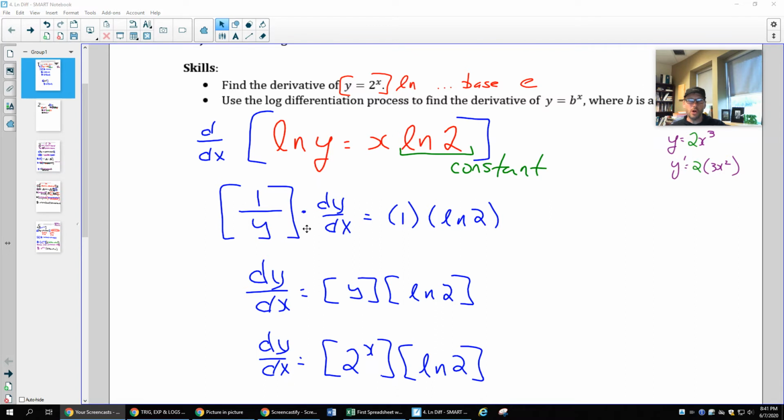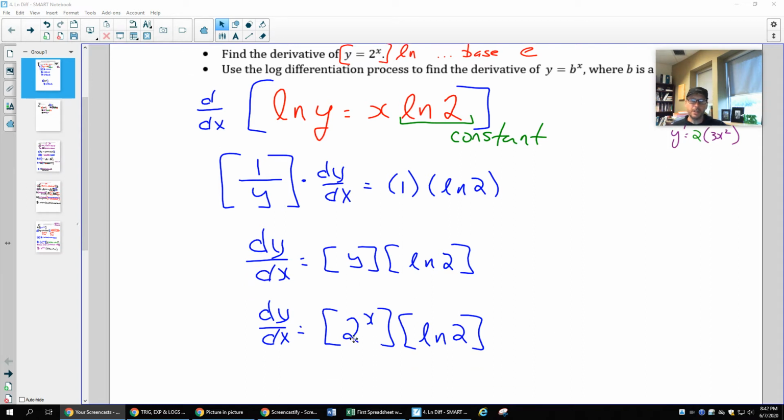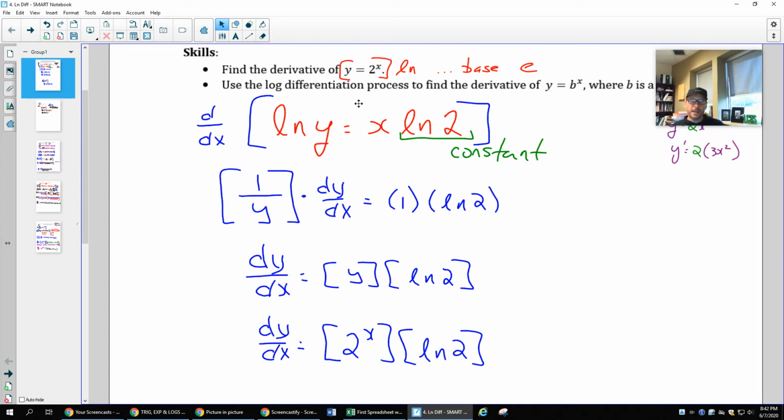So then how do you solve for dy dx? Well, this 1 over y, if you cross multiply, this becomes 1 times y, which is just y. We started off with y equaling 2 to the x, so I replace this y with 2 to the x. So the answer that you have for an exponential function looks very similar to the exponential function with base e. The rule is the function just repeats itself. So e to the x was e to the x, 2 to the x is 2 to the x. So that's kind of a neat thing.